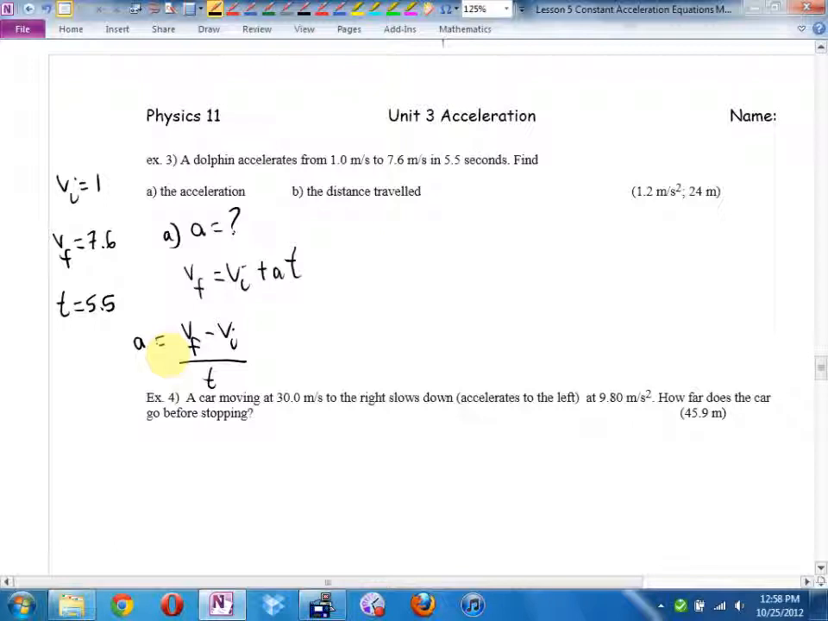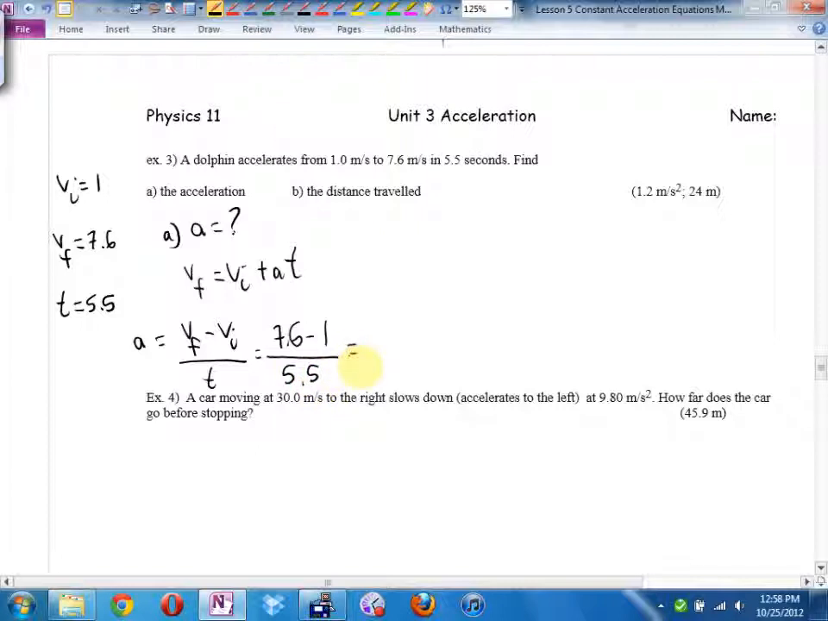Have we data? Yes. Have we formula? Yes. Insert. VF equals 7.6 minus VI 1, divided by T 5.5.